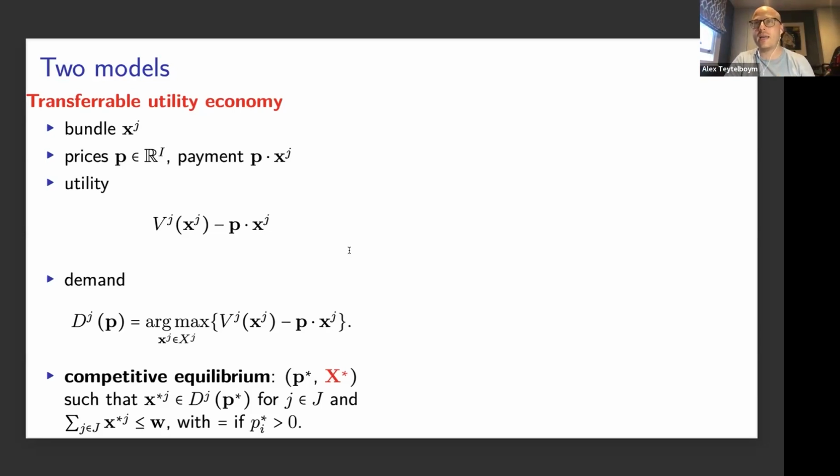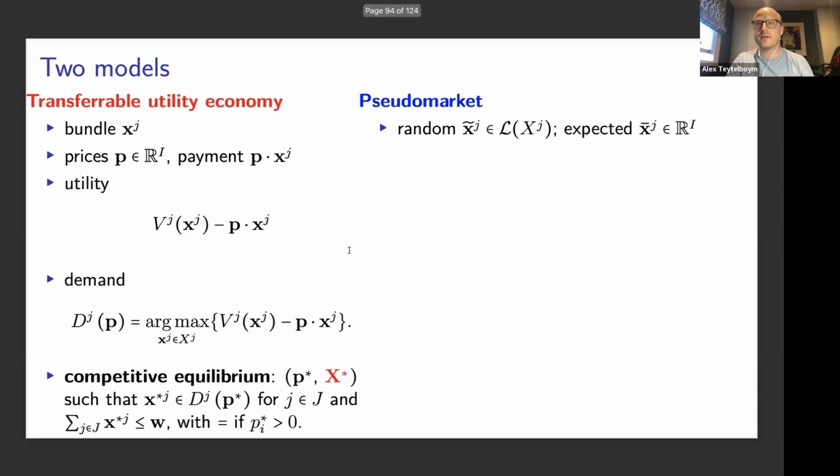Now let me define a corresponding model of a pseudo market, and I'm going to do it in two columns so you can see how closely related they actually are. So in the pseudo market, we are going to be thinking about lotteries over feasible consumption bundles. X tilde denotes a lottery. Remember, capital X_j is a set of consumption bundles. L denotes the set of lotteries over feasible consumption bundles. If a bundle is not feasible, we don't want to place any weight on it.